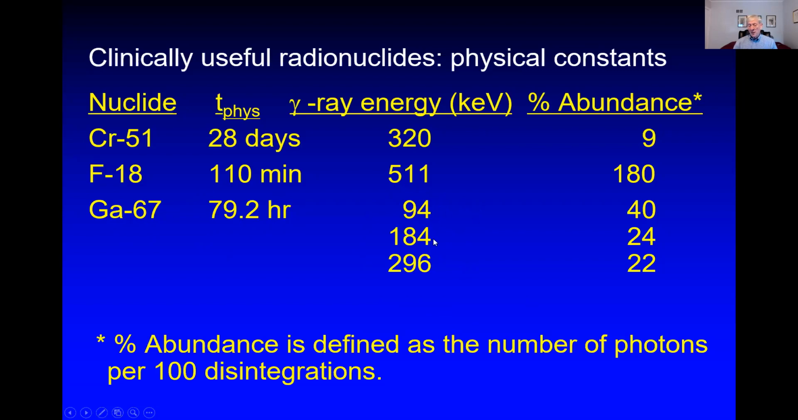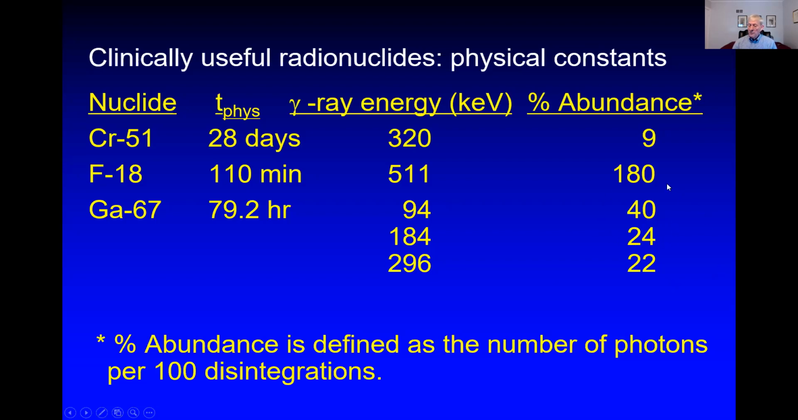184 is perfect. It's right in the middle of 100 to 250. What we don't like is 296. So we set our discriminator window around these two and collect those, and we simply discriminate out this 296. So look what we've got.